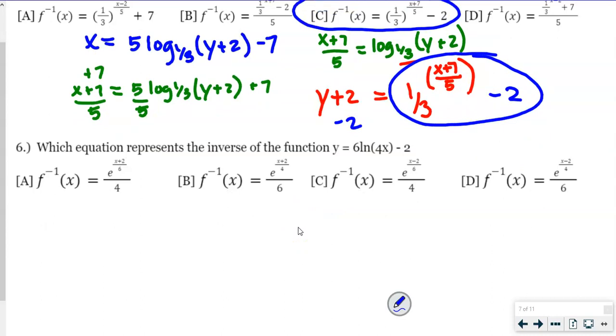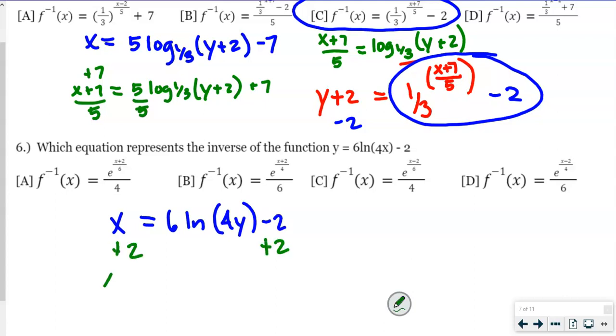So now this next one says which equation represents the inverse of the function y equals 6 ln 4x minus 2. So here again, we're going to swap our x and y. Let me go over here to the left. Let's start on the left this time, y'all. So we got x equals 6 ln of 4y minus 2. So aren't we going to add 2 to both sides first?